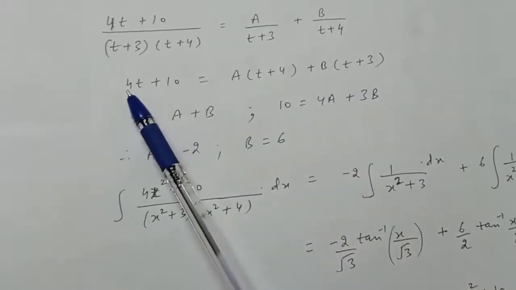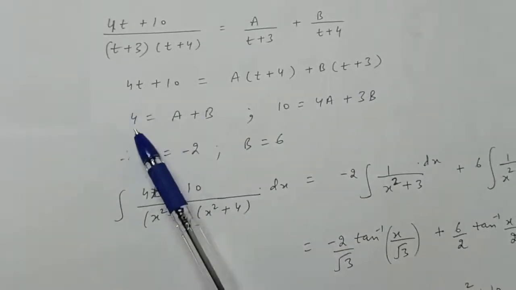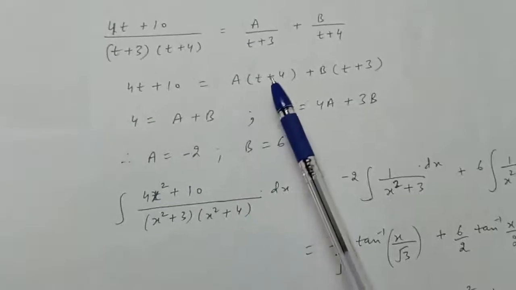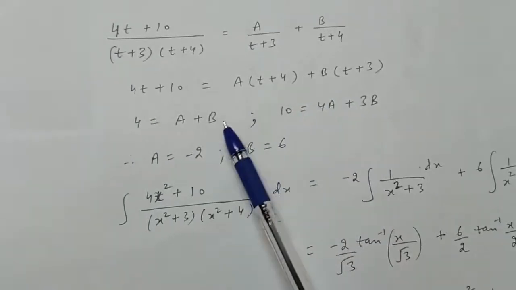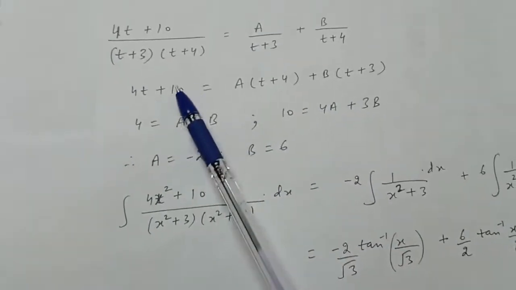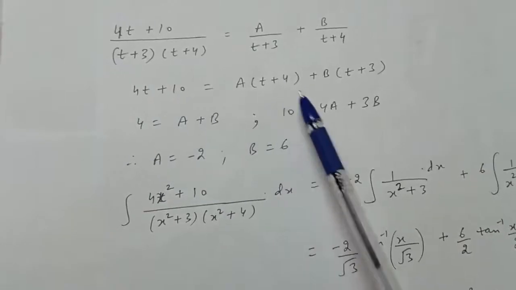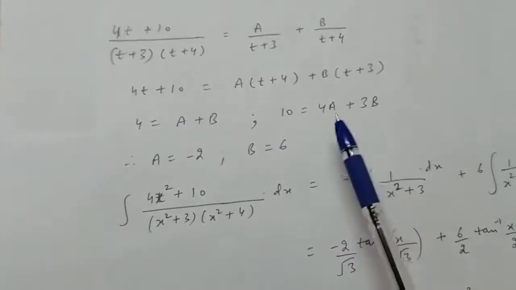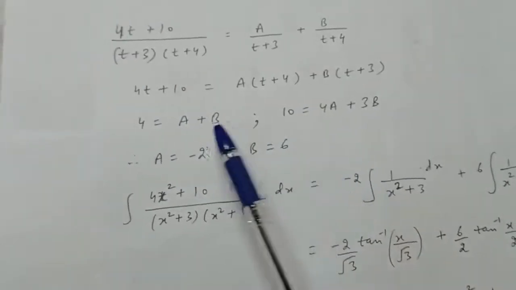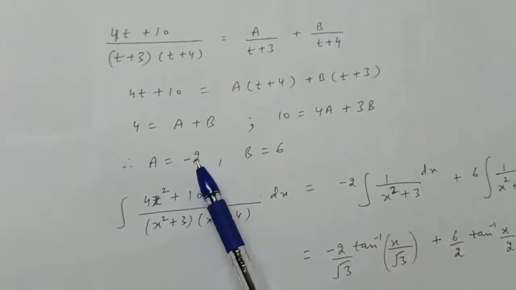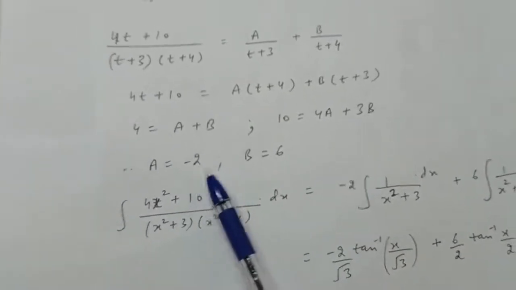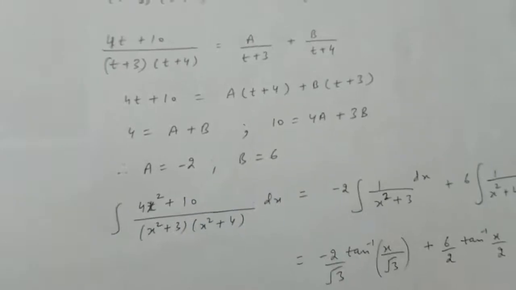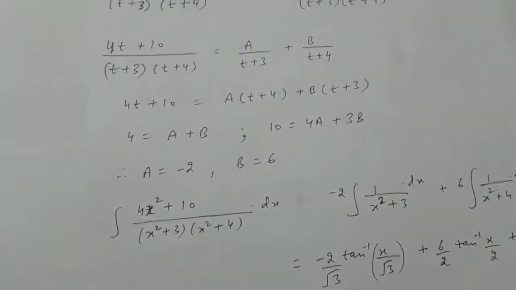From here the constant of t is 4 and the coefficient of t from here is a plus b. Here the constant term is 10 and here the constant term is 4a plus 3b. So after solving these two equations, you will get the value of a as -2 and of b as 6, right?